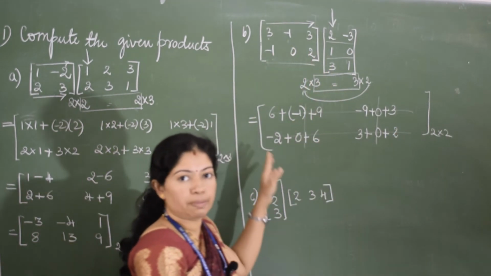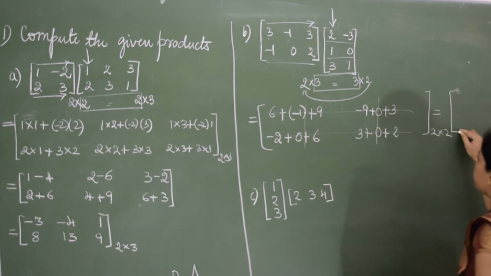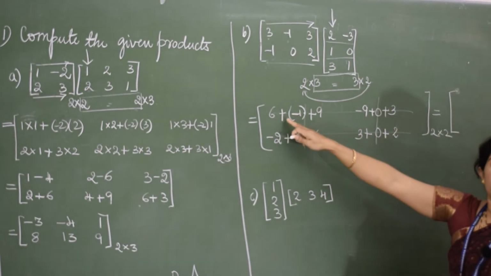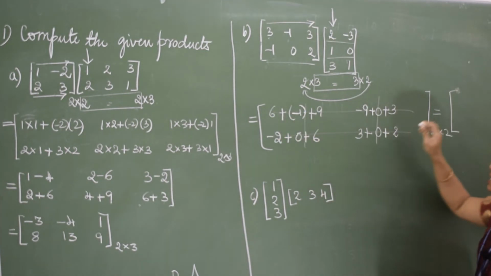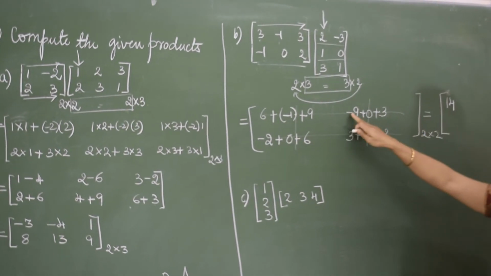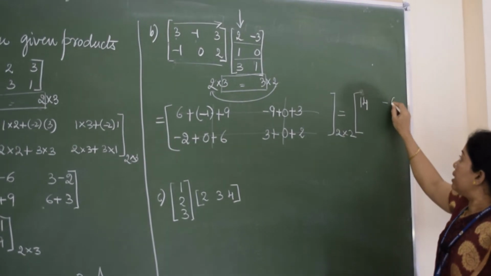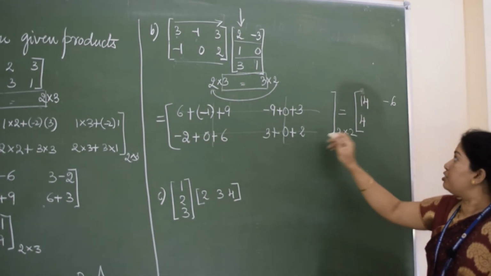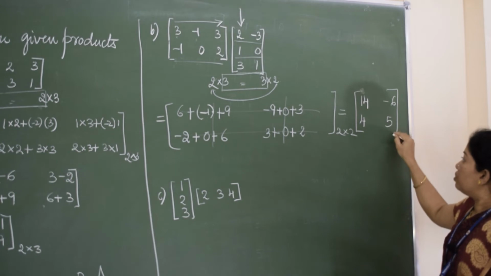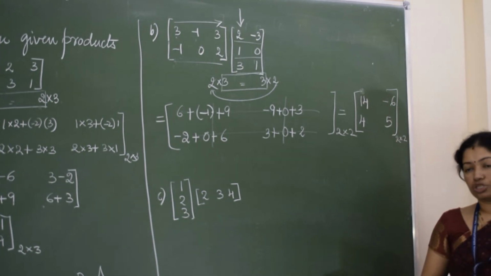We need to simplify this. So when we simplify, we will get this as 6 plus into minus is minus, 6 minus 1 is 5, 5 plus 9 is 14. Minus 9 plus 3 is minus 6. Minus 2 plus 6, 4. 3 plus 2, 5. So we got our product matrix of order 2 cross 2.